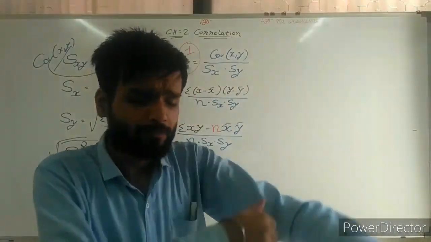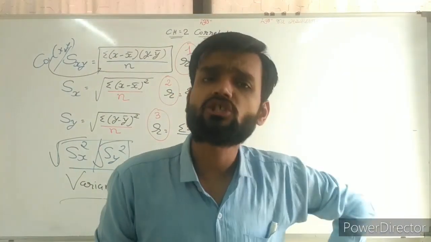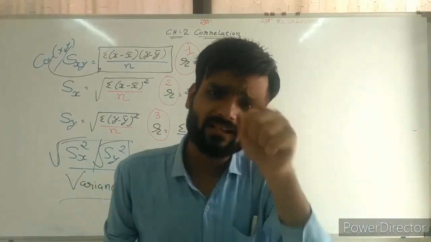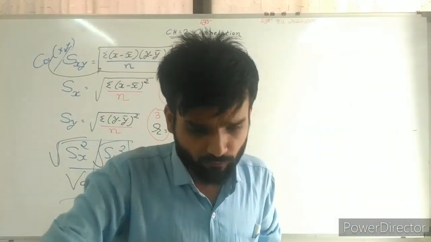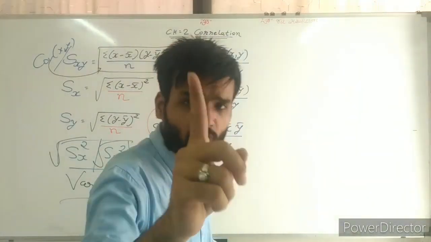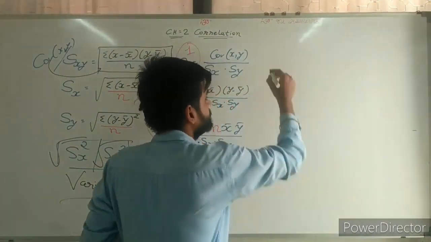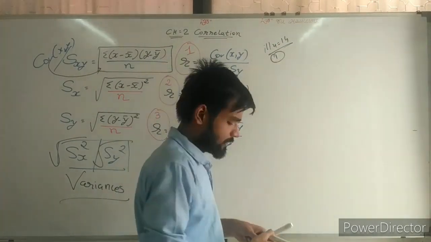In your textbook, there is illustration number 14, with four sub-questions, 1, 2, 3, 4. From that, we are doing first illustration number 14, question number 1.